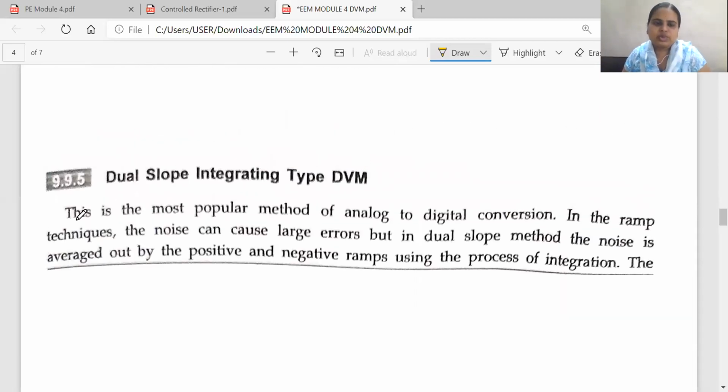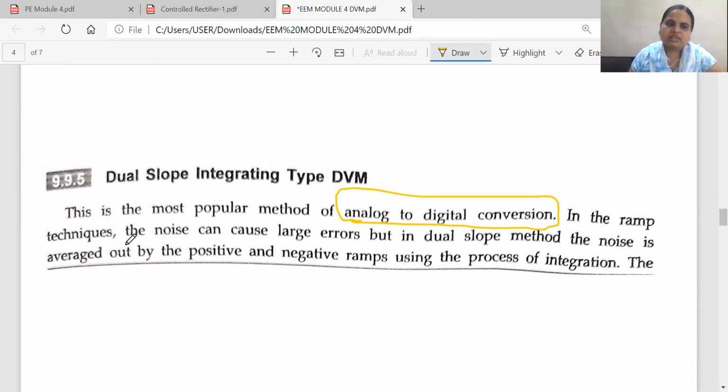This is the most popular method of analog to digital converter conversions. In the ramp type, what we had learned, the same method it's going to follow, but with small changes. What is that? We'll go for that.